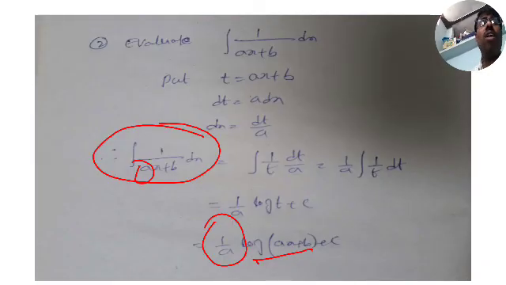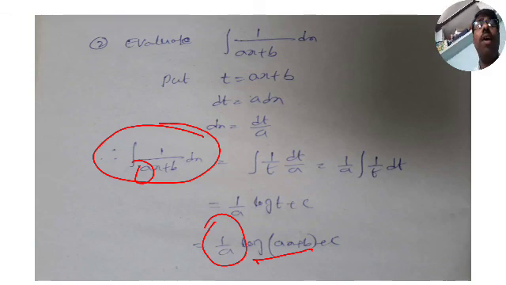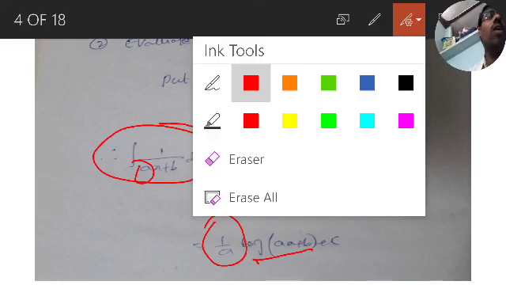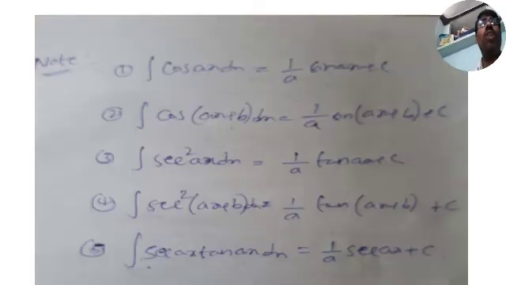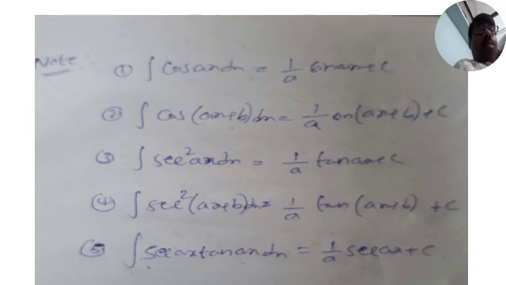This is the second result: the integration of 1 by ax plus b. What is the final result? Log of ax plus b into 1 by a, where a is the x coefficient. Are you getting, guys? So from this observation, this is what we can write.